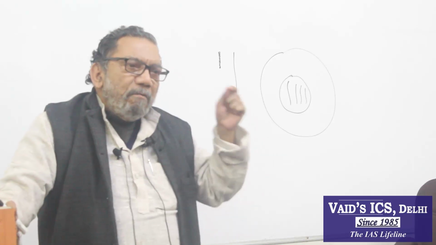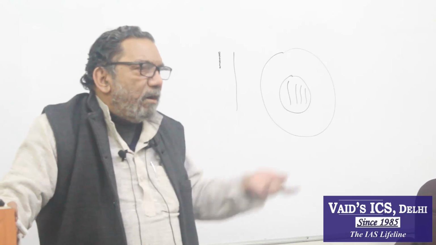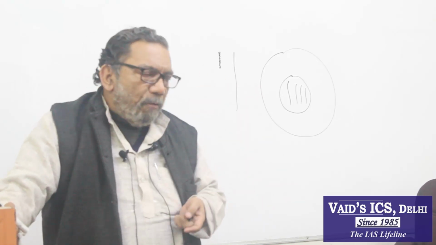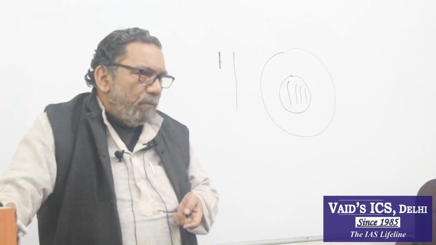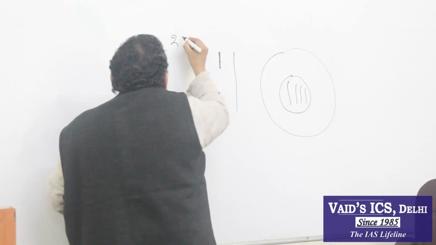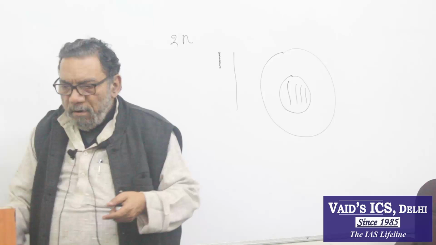Genes are present one after the other, linked to each other, and the structure that we see is a thread-like structure. Each species has a definite number of chromosomes, and that number we represent by the English letter 2n, n number of pairs.